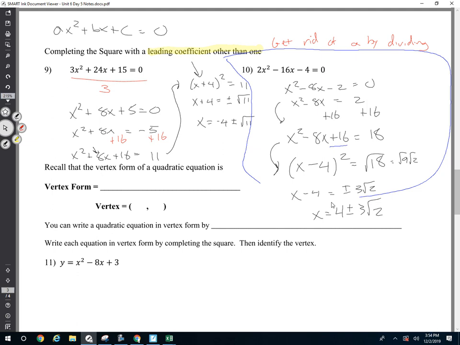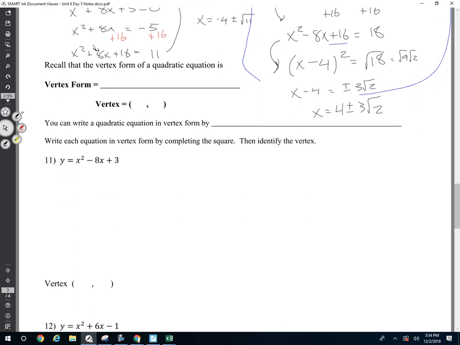You know what's great about this? We can actually find the vertex of a parabola using this technique. You guys remember vertex form? Remember that? A times x minus h squared plus k. Does that look familiar to any of you? Remember the vertex is at h, k. We can write an equation in vertex form by completing the square.